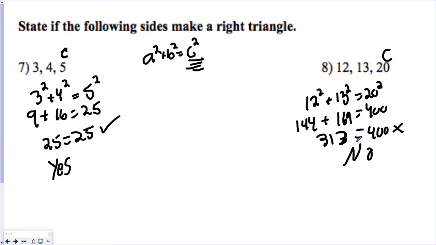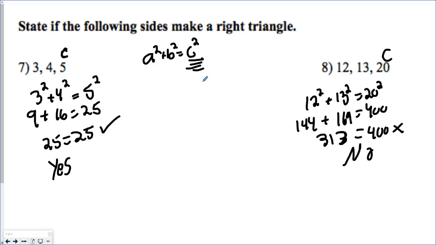These might form a triangle, but they won't form a right triangle because they don't follow the Pythagorean theorem, which says that this should be true. So again, the Pythagorean theorem can be used as a way to check to see if triangles are right triangles by plugging in the sides you have and seeing if it works out.